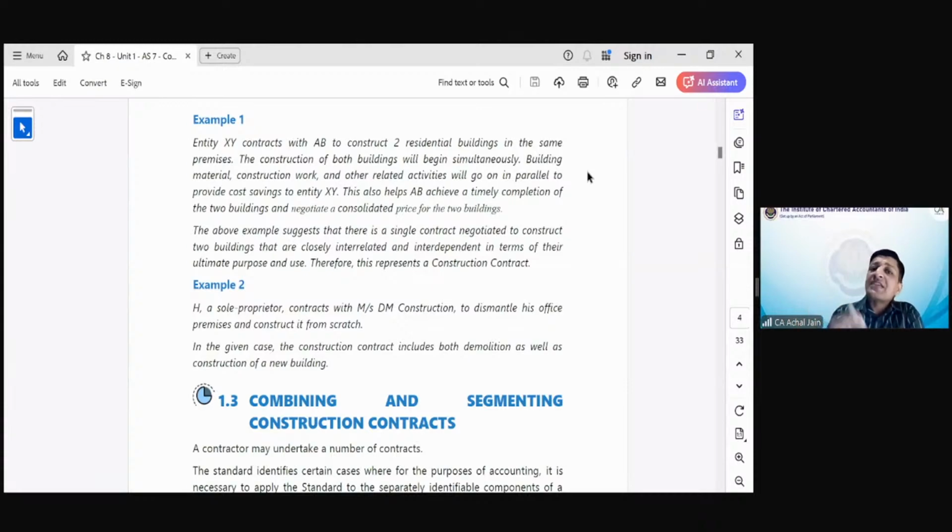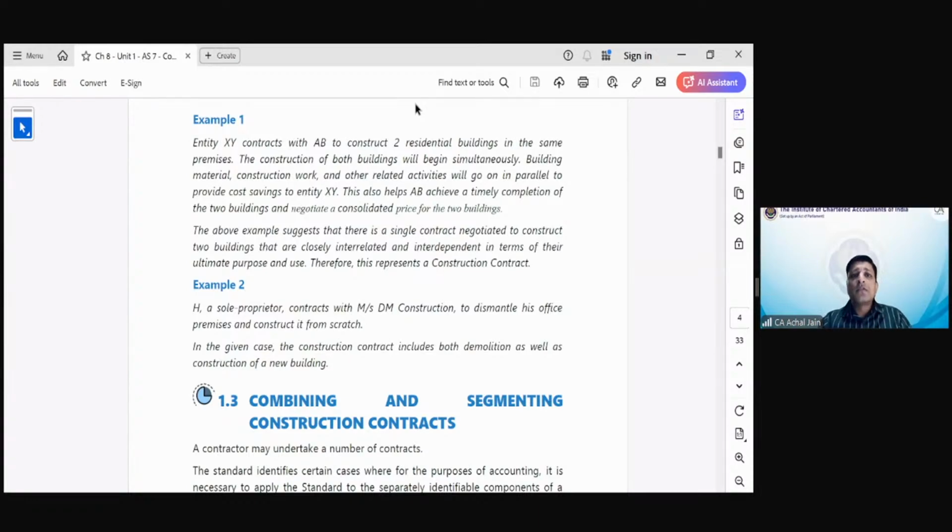Okay, so now in this example, there is a single contract. So even though two buildings are getting constructed, if you look at it from the perspective of the contractor, now quickly, can you tell me who is the contractor here and who is the customer? Over to you, quickly. Waiting for your response. Who is the contractor, who is the customer in this example?